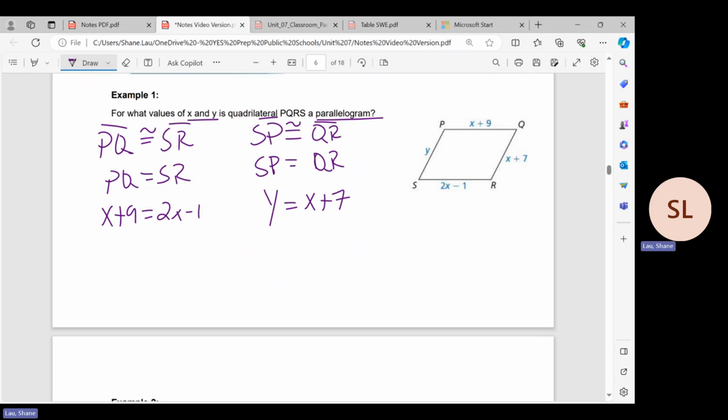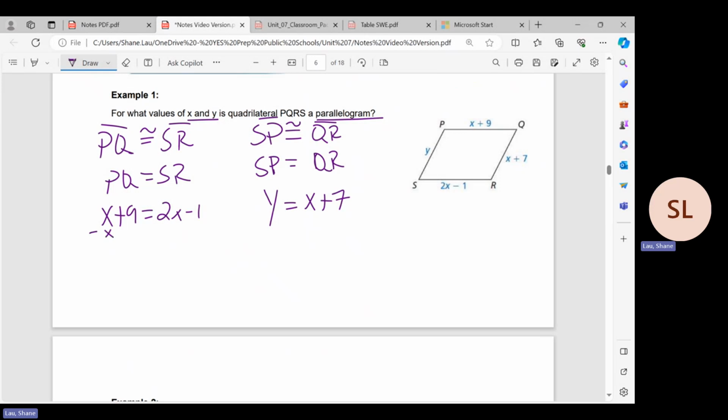Now, of course, if we had started with SP and QR, we can't solve for this equation, at least not with the knowledge we have right now. So we're just gonna leave it there for right now. But we can solve PQ and RS because they only have one variable, and we can solve for one variable. That's really easy for us.